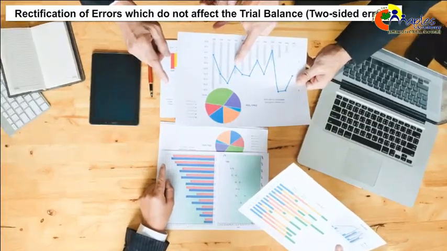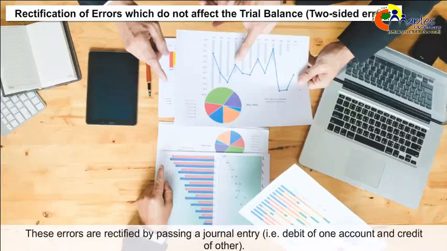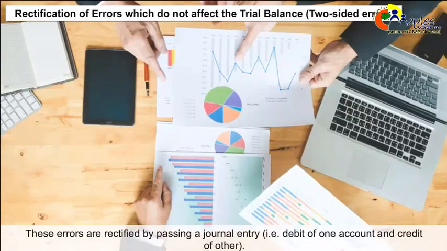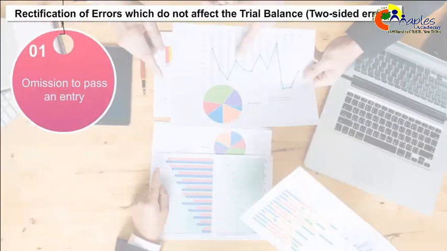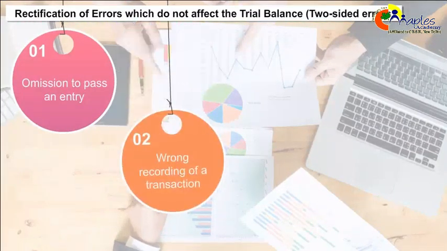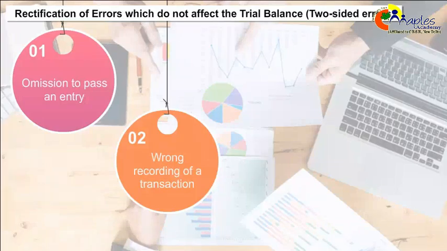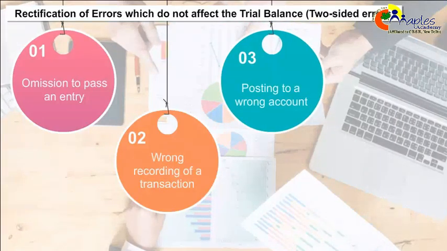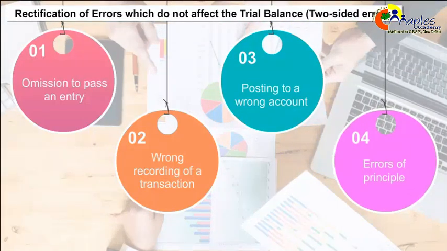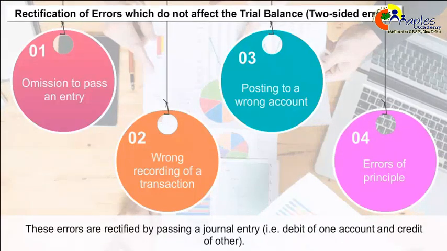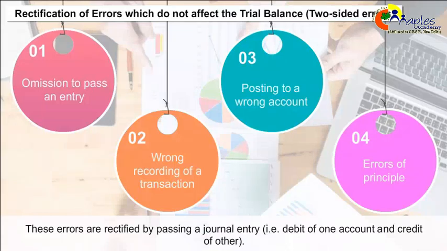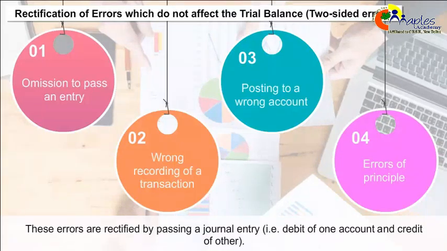Two-sided errors. These types of errors affect two accounts simultaneously. Examples of such errors: omission to pass an entry, wrong recording of a transaction, posting to a wrong account, errors of principle. These errors are rectified by passing a journal entry, that is, debit of one account and credit of other.